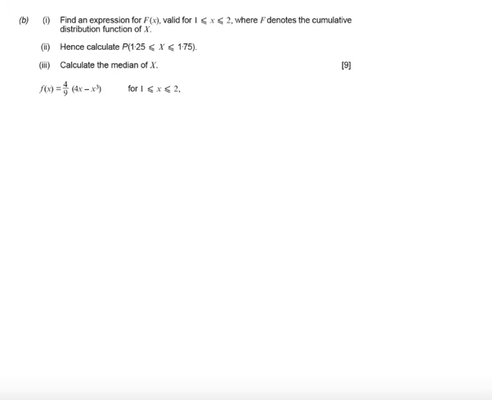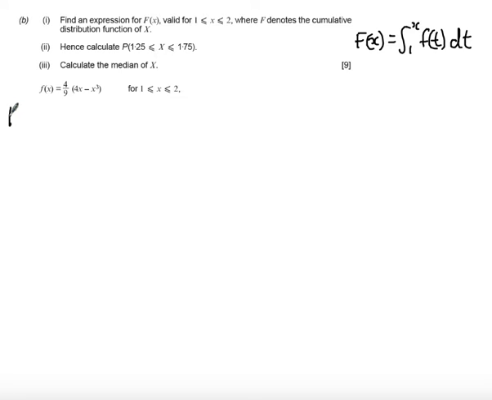Okay, let's look at part B. Part B says find an expression for F of x valid for x lying between 1 and 2, where F denotes the cumulative distribution function of x. So what we need to remember is that F of x, the cumulative distribution function, is given by integrating between 1 and x the probability density function with the parameter t, integrated with respect to t.